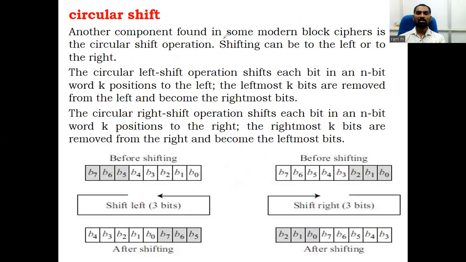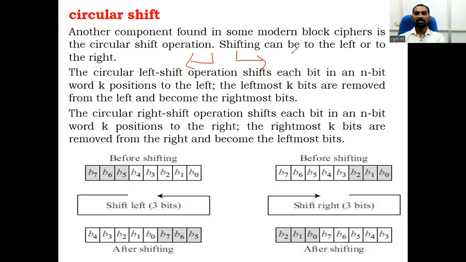Now we'll see the next component within the block cipher, that is circular shift. We know about logical shift and arithmetic shift. Maybe you have studied them in your DLD, so I don't want to discuss those two. Now I want to discuss circular shift. If you know about shift operations, there are two types: left shift and right shift.